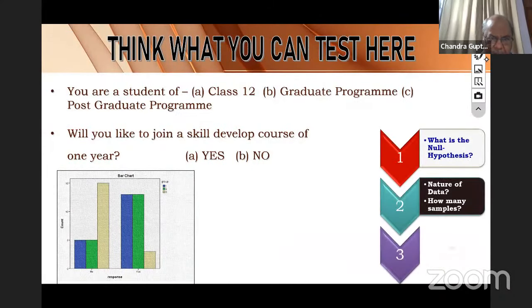You are a student of class 12 or graduate program. Would you like to join a skill development course of 1 year? Yes or no? How do we check?